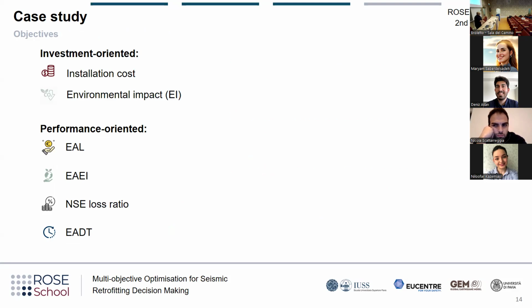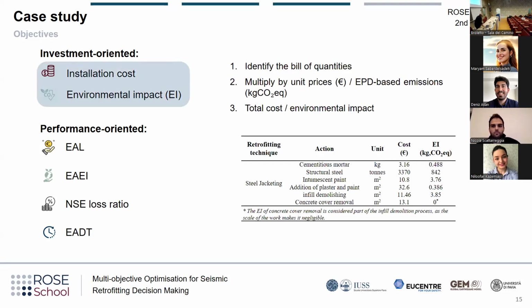As objectives, regardless of the constraint of being code compliant, we have decided on 6 objectives and grouped them into 2: investment-oriented and performance-oriented objectives. The investment-oriented objectives come from the installation of the retrofitting: installation cost and installation environmental impact. We calculate them by identifying the bill of quantities for each retrofitting scenario, multiplying by the unit prices or unit carbon emissions, and summing all of them to get the total cost or total environmental impact.